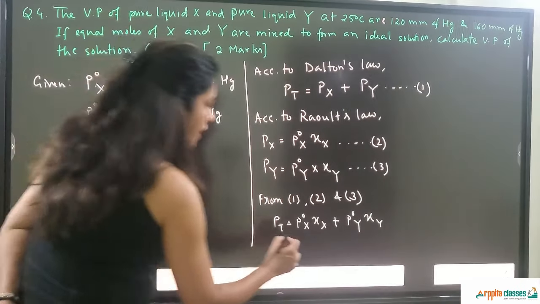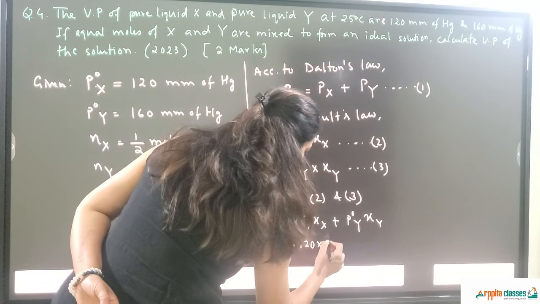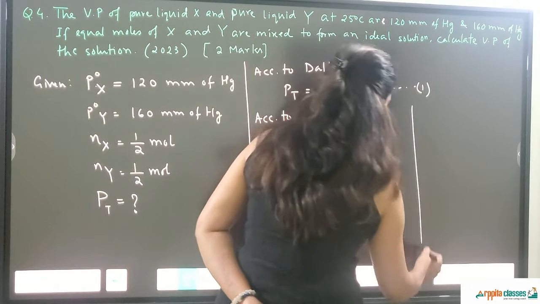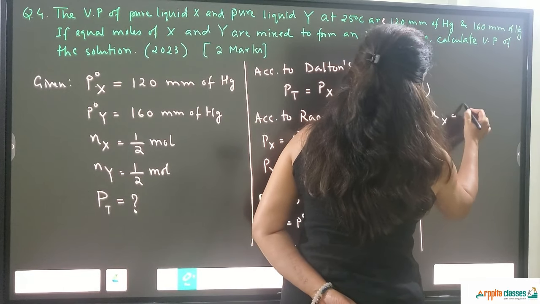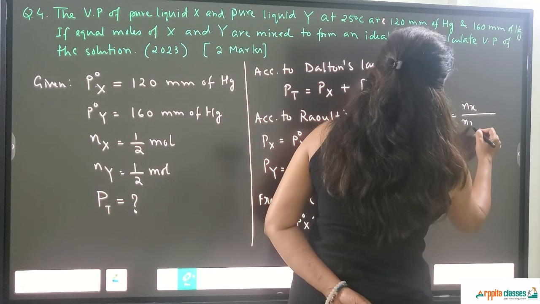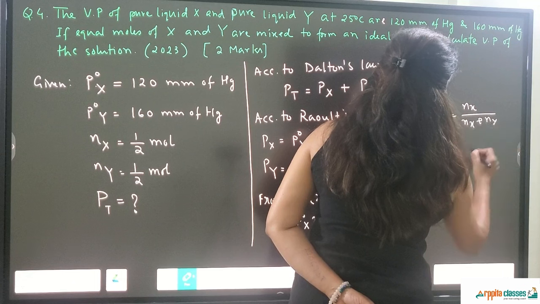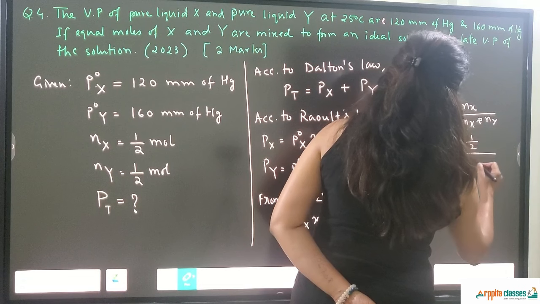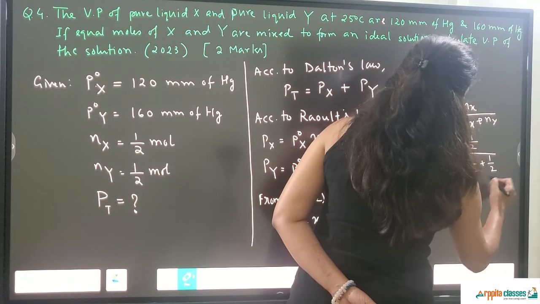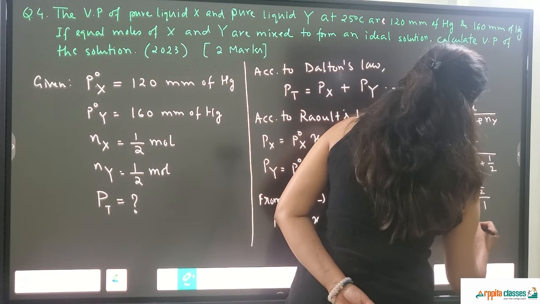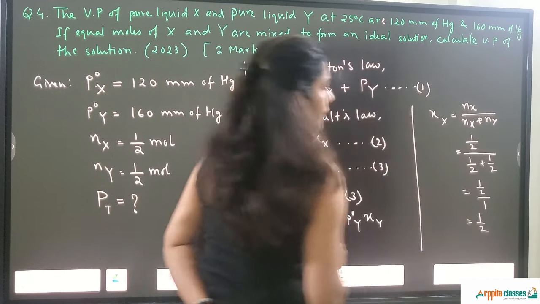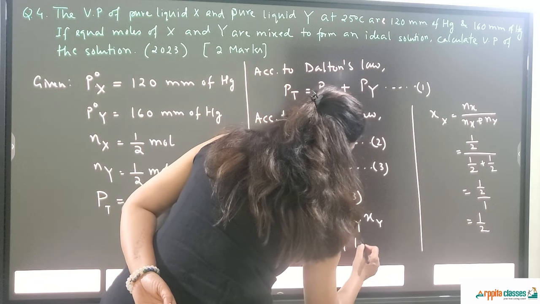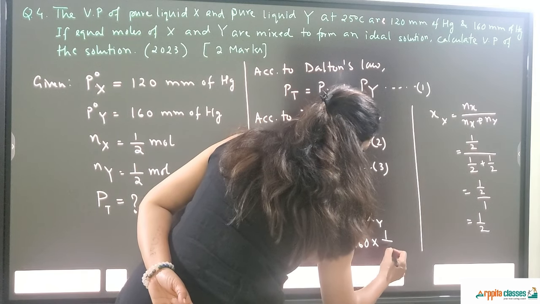P naught X is 120 and XX is Nx divided by Nx plus Ny. I'll just do it here so that you understand. XX is equal to Nx divided by Nx plus Ny. So now Nx is half and Nx plus Ny is again half plus half, that is, half divided by 1. So it will be half only. So I'll put it here, 120 into half plus 160 into half, since XY will also be half.